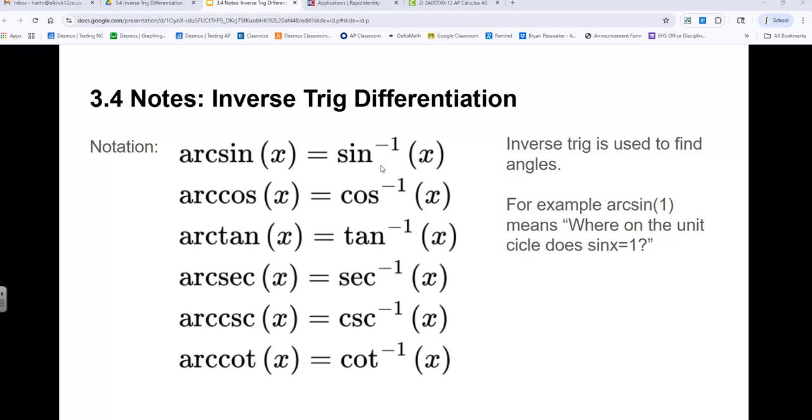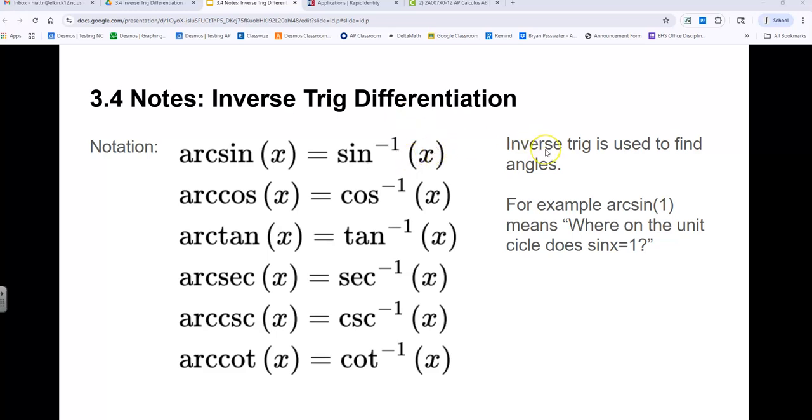I feel like on the AP exam more recently, they've been using the inverse sine notation, but from what I understand, arc sine's not off the table. You should know that those are the same right there. So I'm going to use both. Our textbook uses the arc sine, arc cosine, arc tangent there. But arc sine just means the same as the inverse sine there.